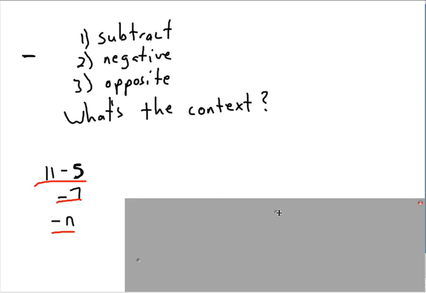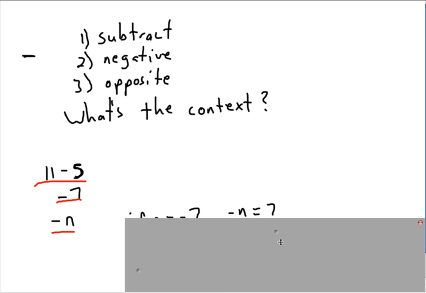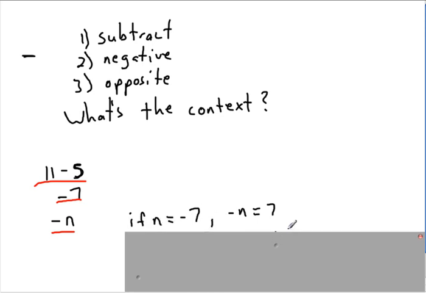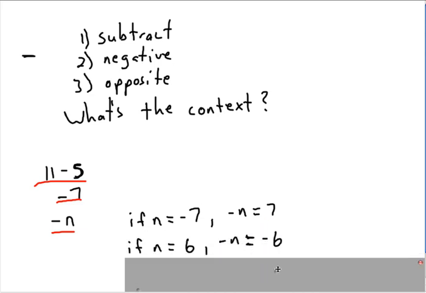So if you look down here, the reason it can mean opposite is, think about it like this. If n represented a negative number to begin with, the opposite of n would be positive. So if n is negative 7, the opposite of n would be 7. That's why we don't say negative n for this. We need to say opposite of n. Because if n were 6, then the opposite of n would be negative 6. So that's why we talk about opposite.